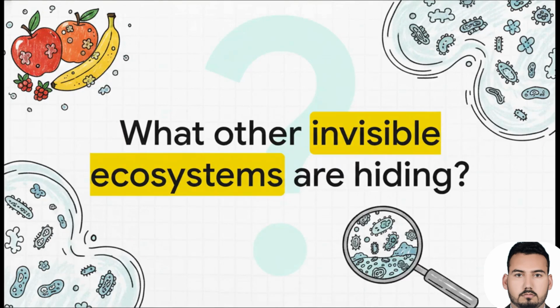Which leaves us with this final thought. If millions of invisible, harmless microbes are living on every single piece of fruit and floating in every single breath of air we take, what other invisible ecosystems are hiding right in front of us? Keep reviewing those notes, stay curious, and keep exploring the amazing microscopic world all around you.